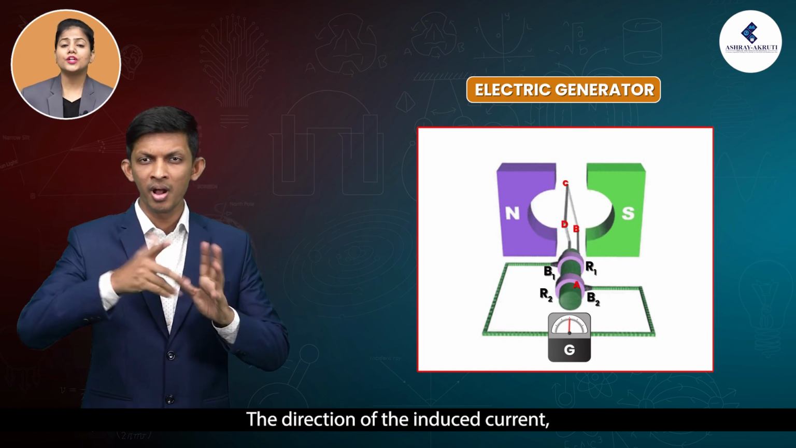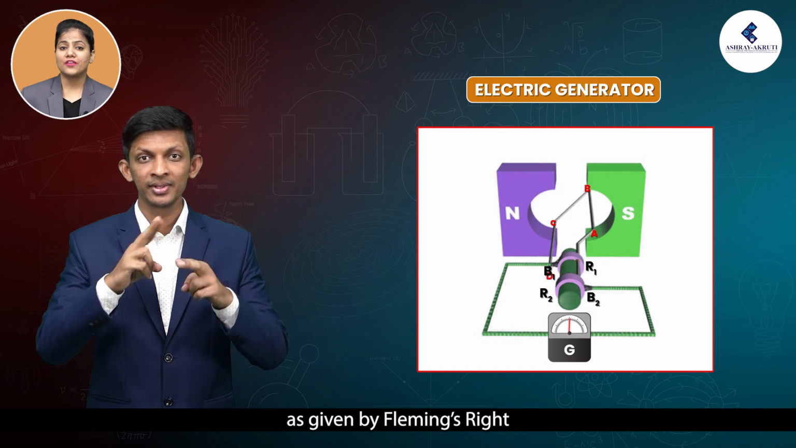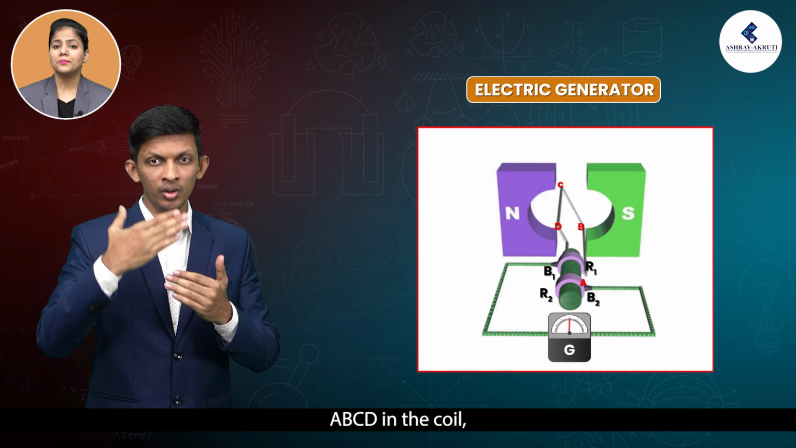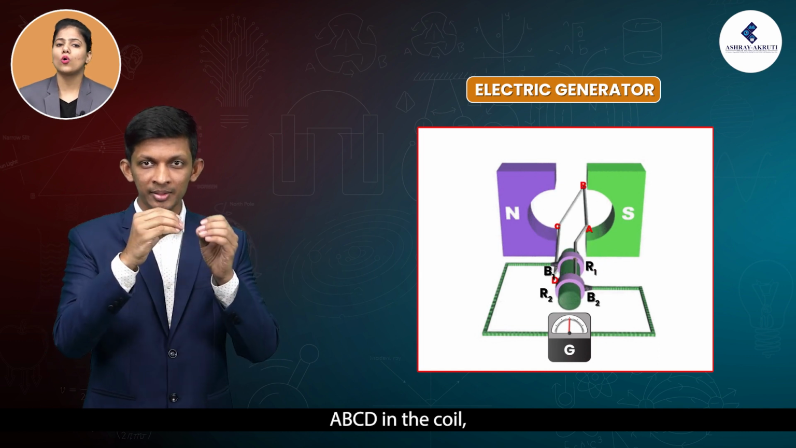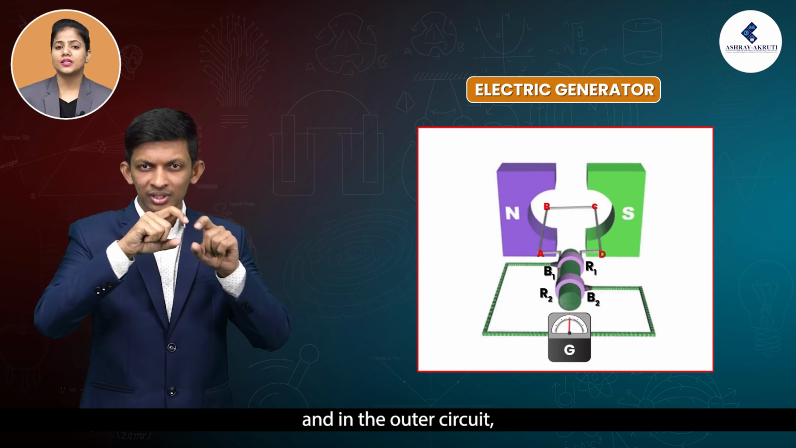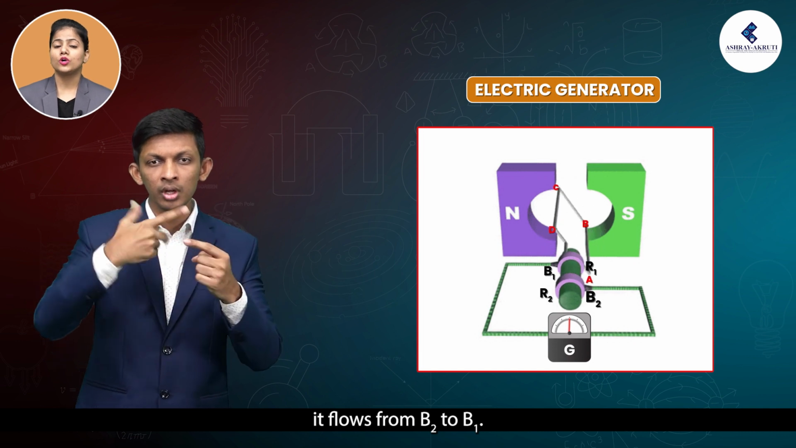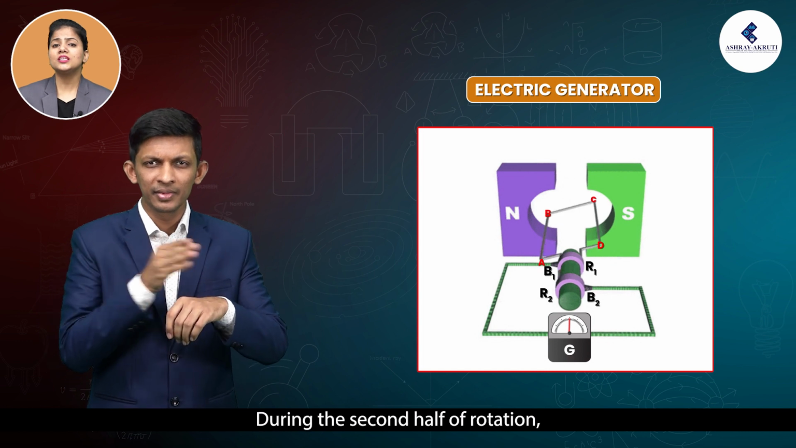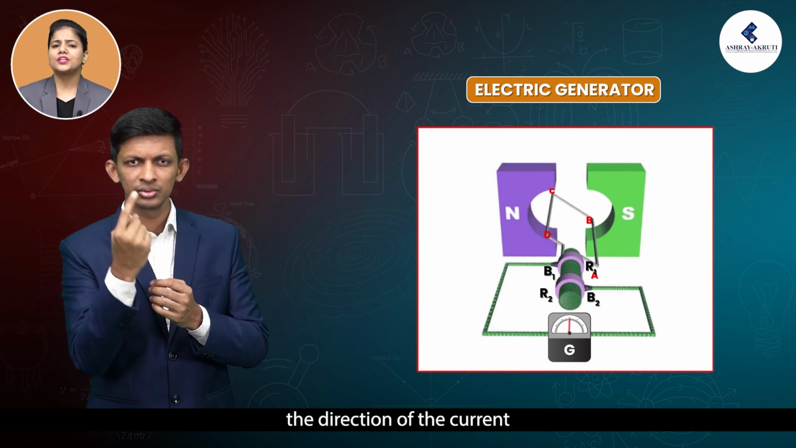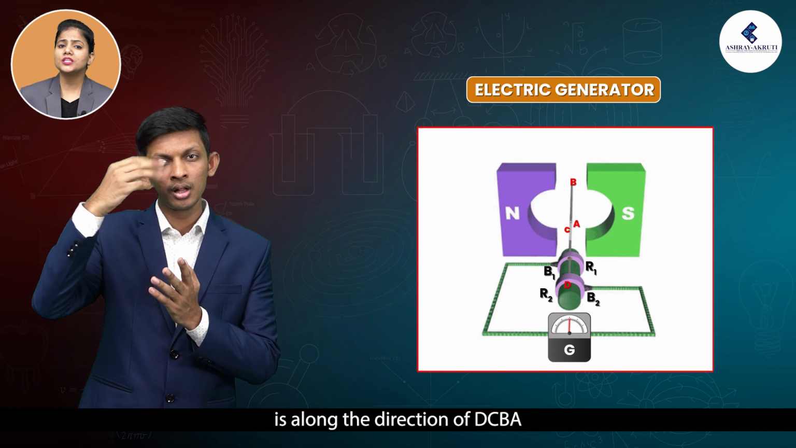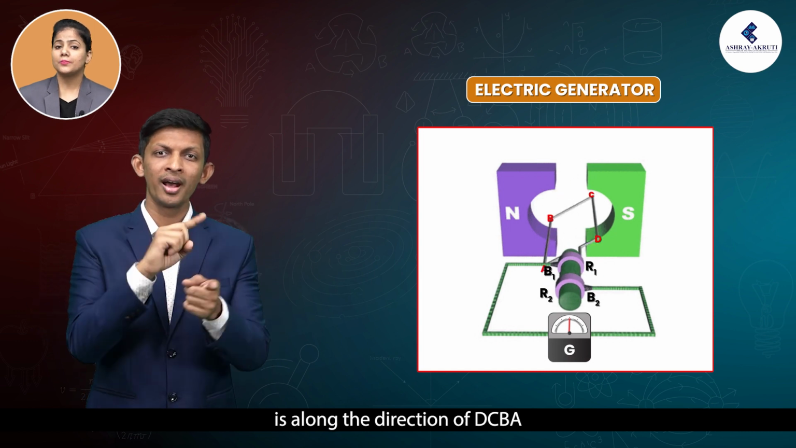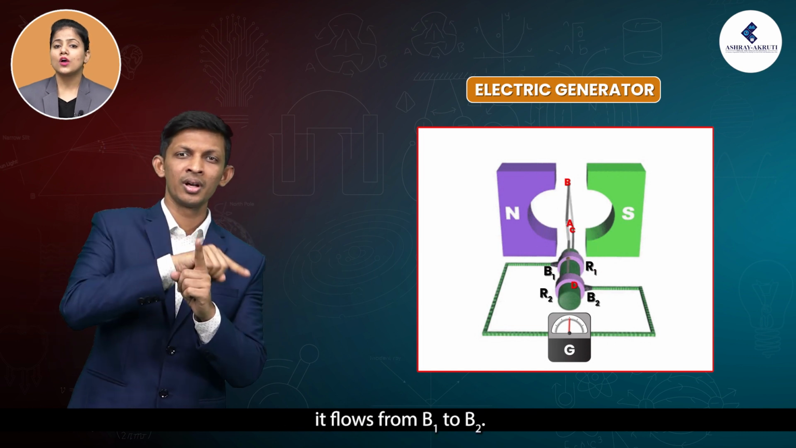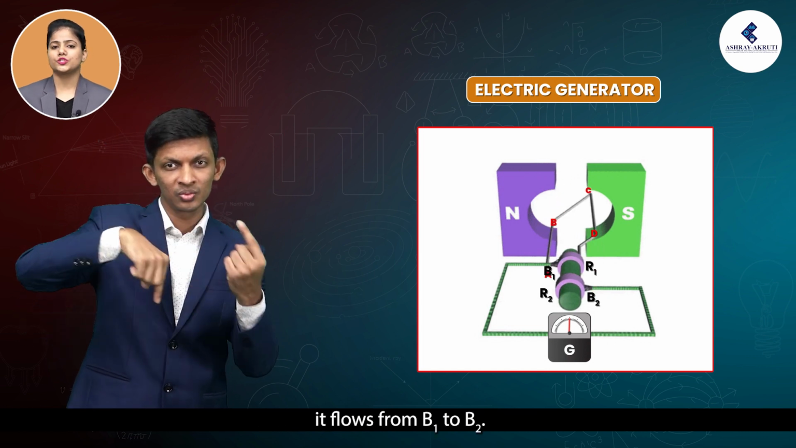The direction of the induced current, as given by Fleming's right-hand rule, is along the direction of A, B, C, D in the coil, and in the outer circuit it flows from B2 to B1. During the second half of rotation, the direction of the current is along the direction of D, C, B, A in the coil, and in the outer circuit it flows from B1 to B2.